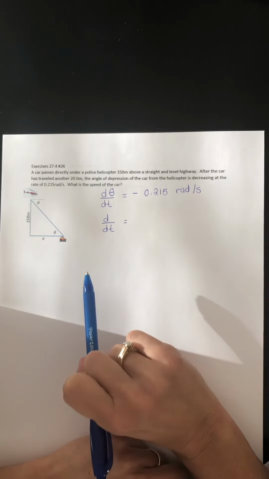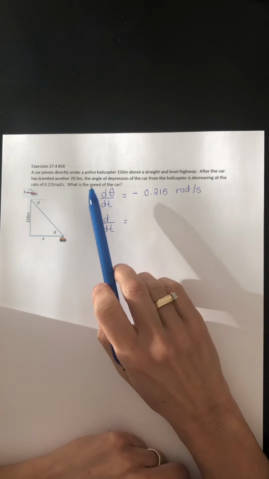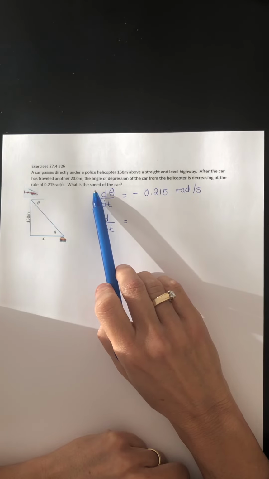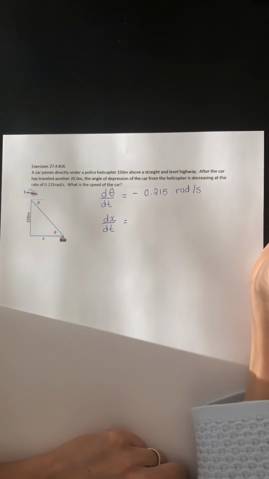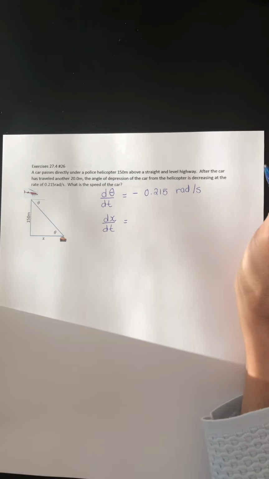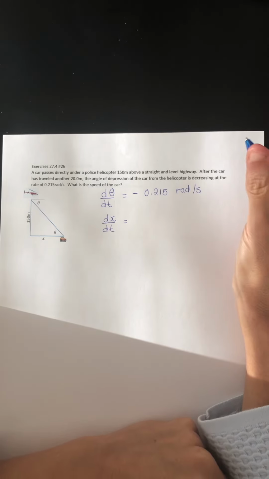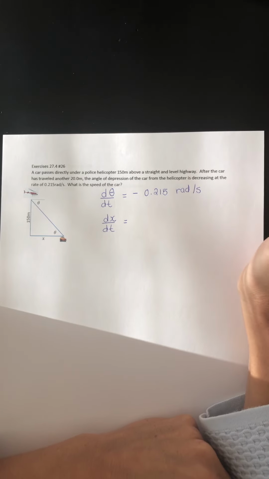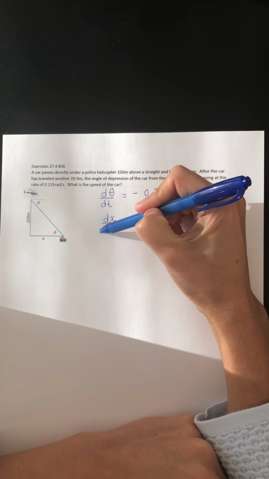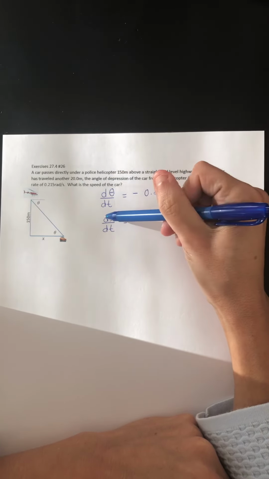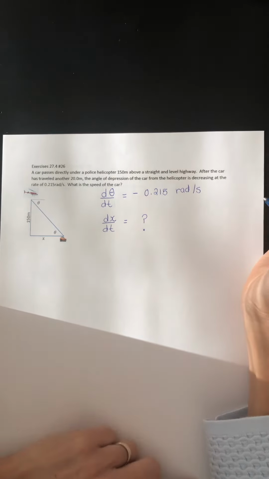Now, what are we trying to find? What is the speed of the car? So remember, the speed of the car will be the time rate of change of x. Okay, remember we worked on this in an earlier unit as well. We said that velocity is the derivative of displacement. Acceleration is the derivative of velocity. Okay, so when we want the speed of the car, we want dx by dt. At what rate is x changing?